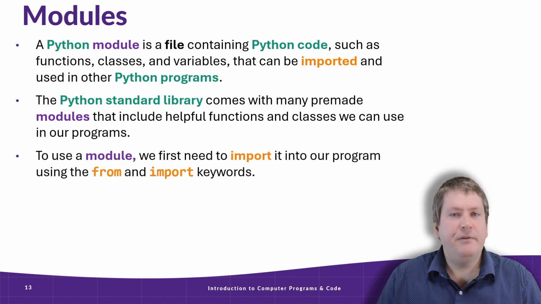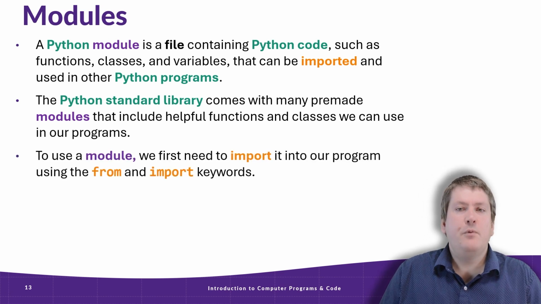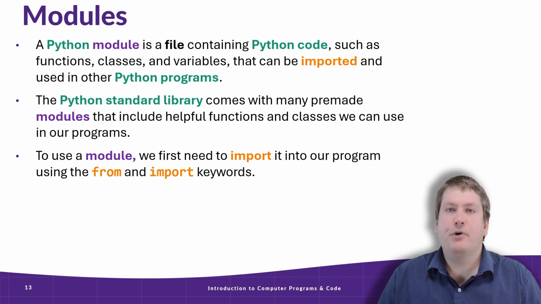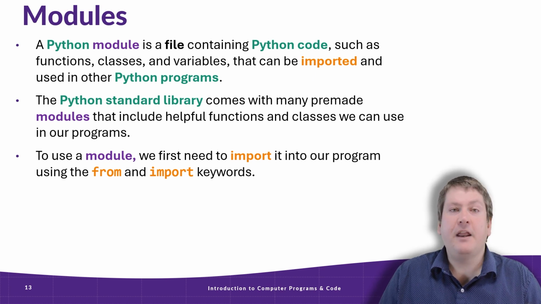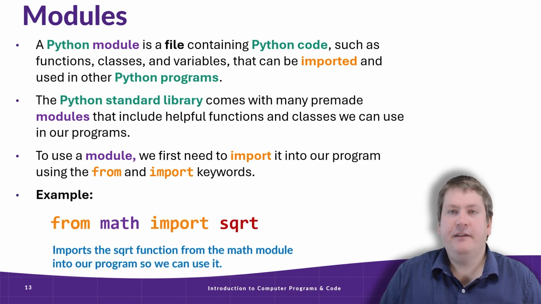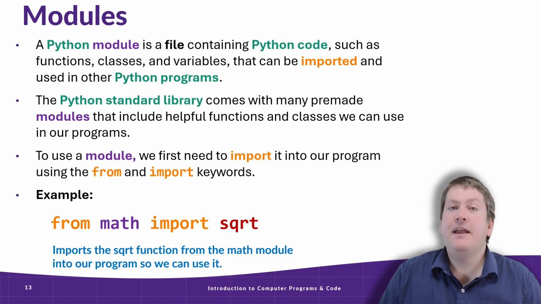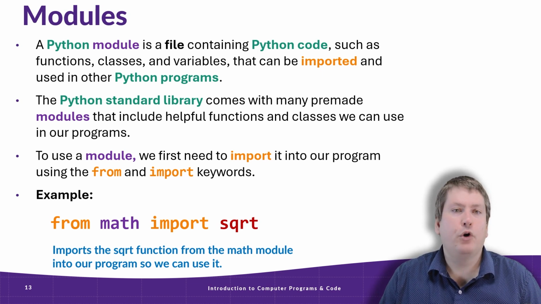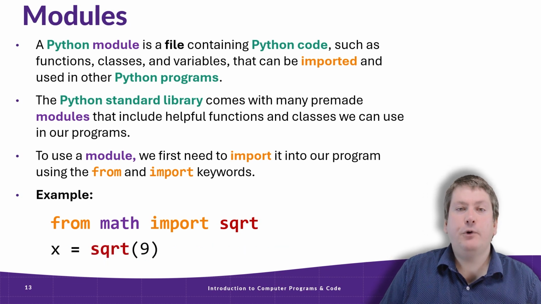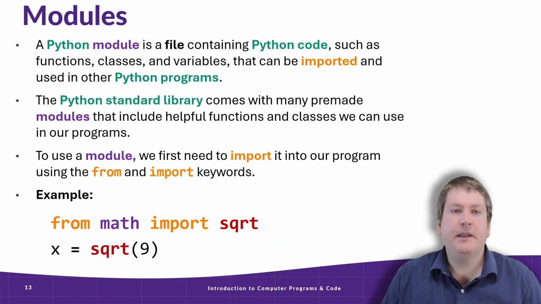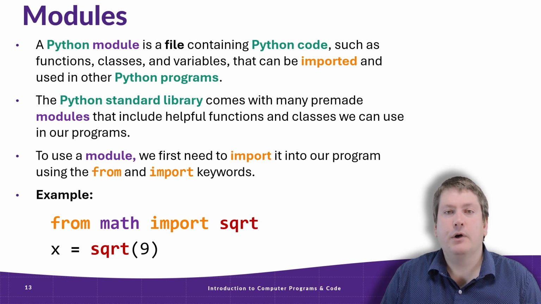But before we can use these functions from these modules, we need to import them into our programs using the from and import keywords. Let's look at an example of importing the square root function from the math module. Here, math is the module we're importing from, and square root, or sqrt, is the function we're importing into our own program. After we import the function, we can use it in lines that come after it in our program, but they have to be after the import line.